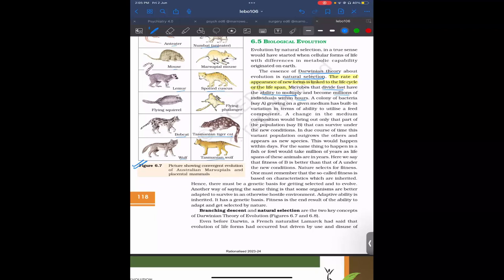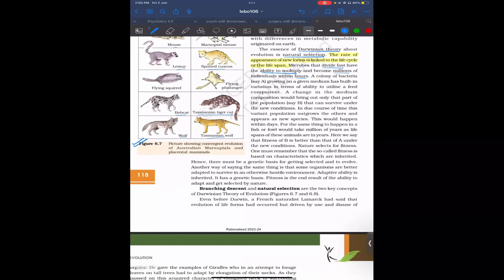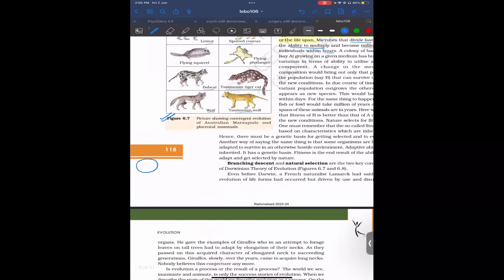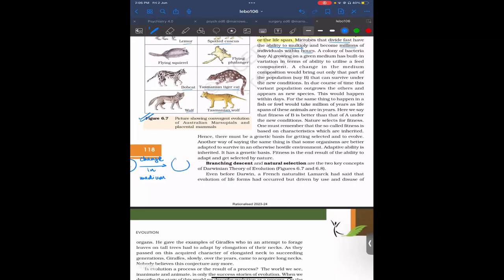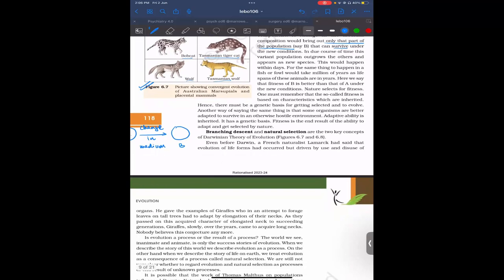A colony of bacteria, say A, was growing in a given medium, and has built-in variations in terms of ability to utilize a feed component, and a change in medium composition was done. There was a colony of bacteria A growing on this. Then a change in medium was done, and only a part of the population grew, which we called B. Only a part of that population B can survive.